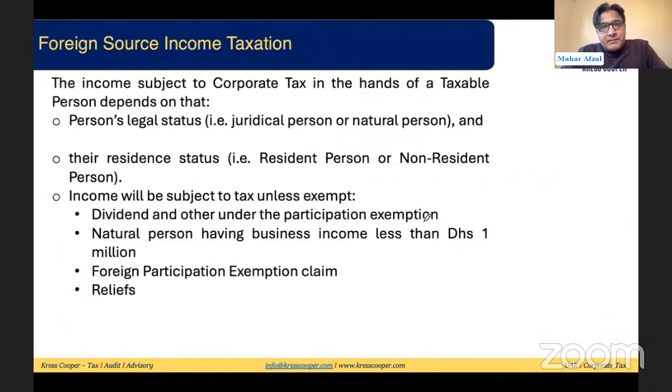So foreign source income in the hands of a resident juridical person, as I mentioned, will be subject to tax. For resident persons or natural persons, worldwide income is subject to tax. For juridical persons, worldwide income is subject to tax. For natural persons, income related to the business is subject to tax.